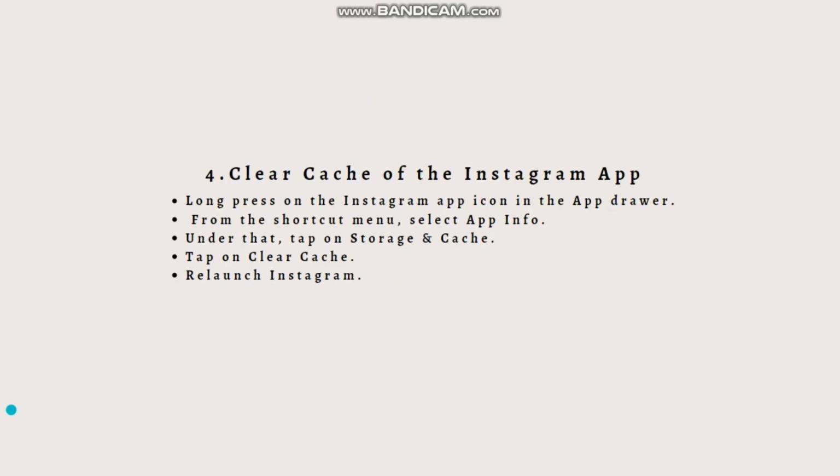Next is to simply clear the cache of the Instagram app. This method is exclusively for the Android version of the Instagram app. Clearing the cache will release the junk files stored in it. And often when I see the missing add music option while creating a new post on Instagram, I use this troubleshooting method. The add music option reappears.